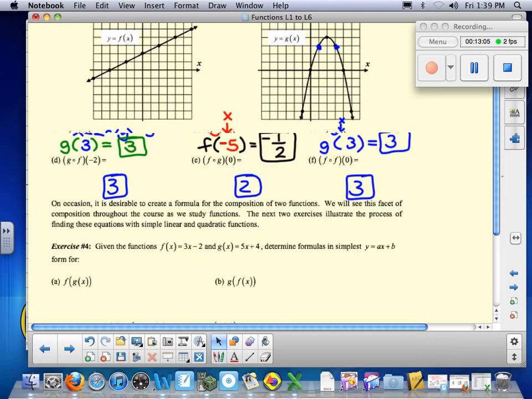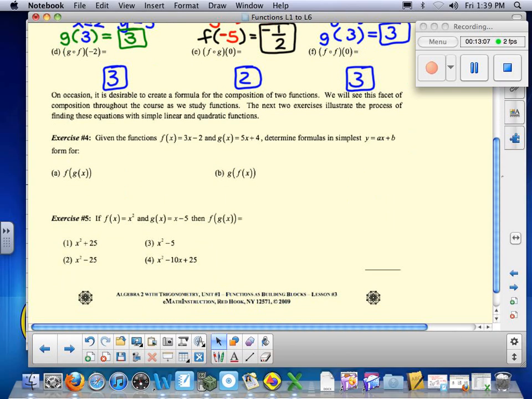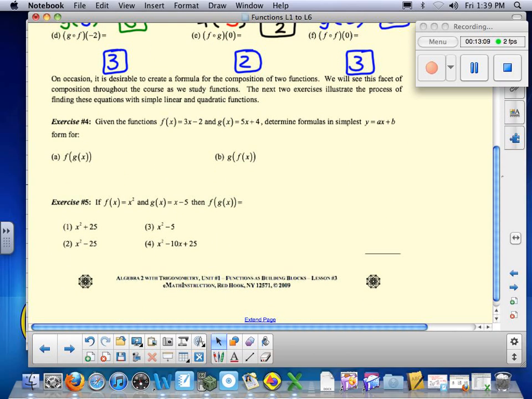Now's sort of the tricky part. Notice in exercise 4, we don't have a number inside our parentheses. We just have an x. But the same process happens. It says take g of x, so this equation, and replace the x in here with it. Let me show you what I mean.